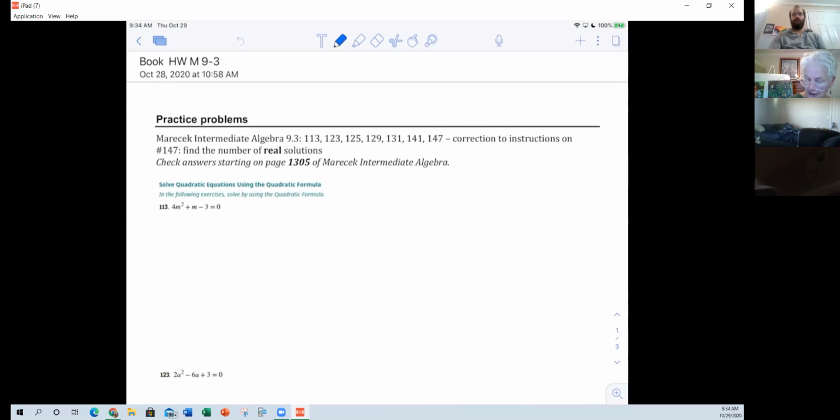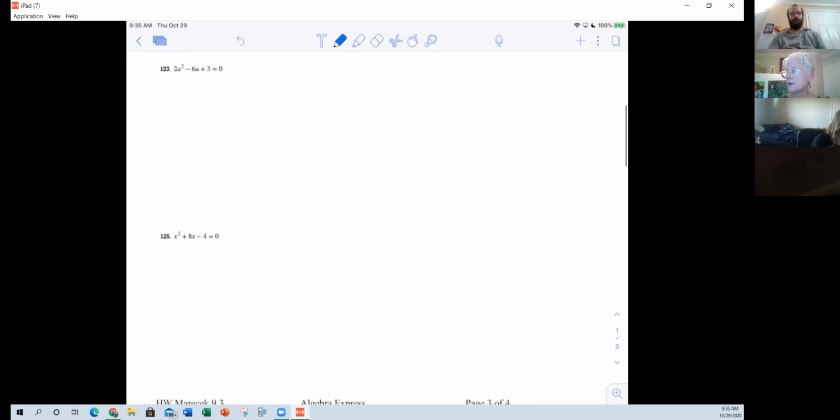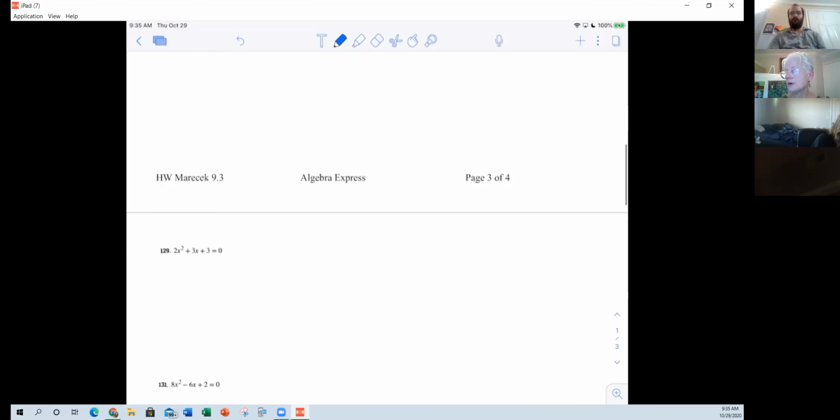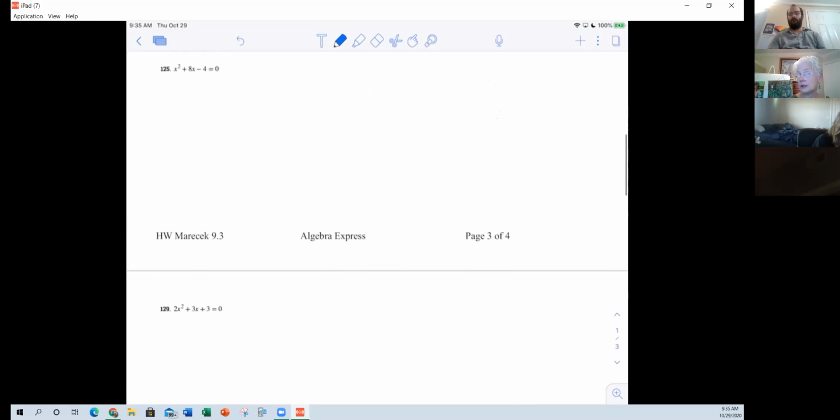So in this first problem on 113, A is 4, B is 1, and C is -3. And I think it's very interesting how all the book problems are already put in the right order. That's not the case on the written work. So make sure that you put them in the right order first.